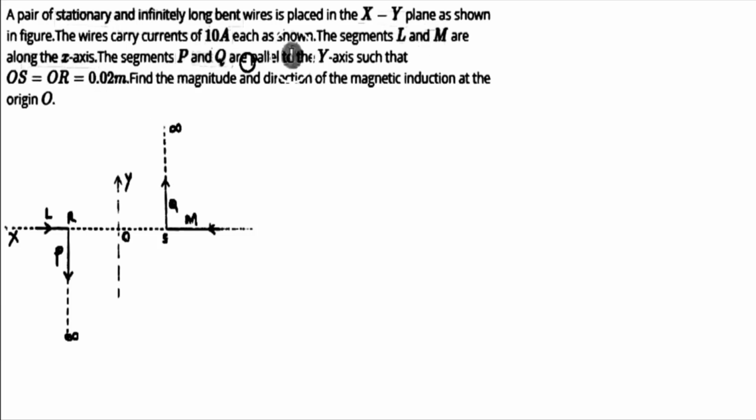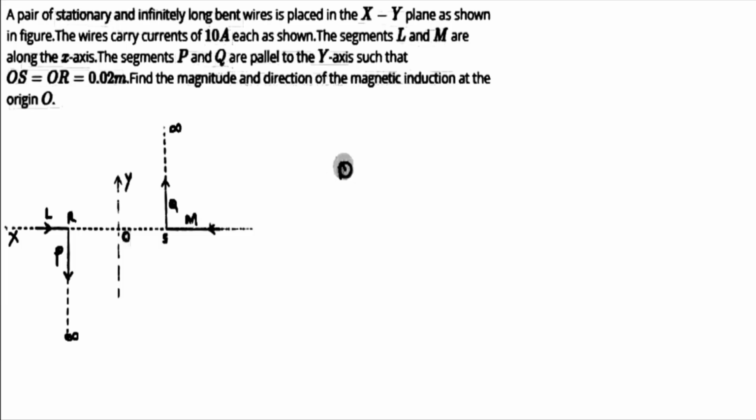The segments P and Q are parallel to the y-axis, such that the distance between OS and OR is given as 0.02 meter. We need to find the magnitude and direction of magnetic induction at origin O at this point. Alright, so here we can see in the diagram there are two pairs of bent wire that have been given, that is LP and MQ. Here we can see M and L are lying along the x-axis.